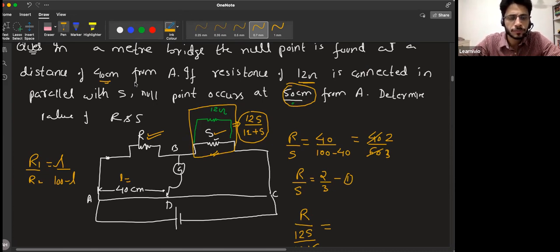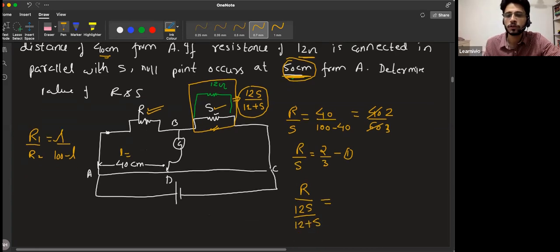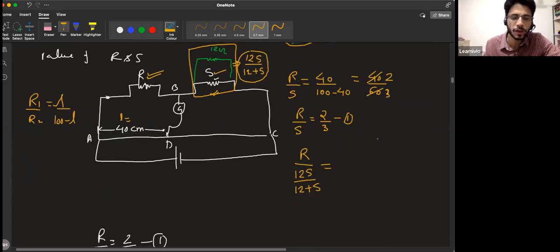Balancing length. 50 by... just read the question. Now, when you connect 12 ohm in parallel with S, the balance occurs at 50 centimeter. So the balancing length is 50 centimeter. Instead of L, we'll write 50. So it's 50 by 100 minus 50. You can take this 12 S to the numerator.